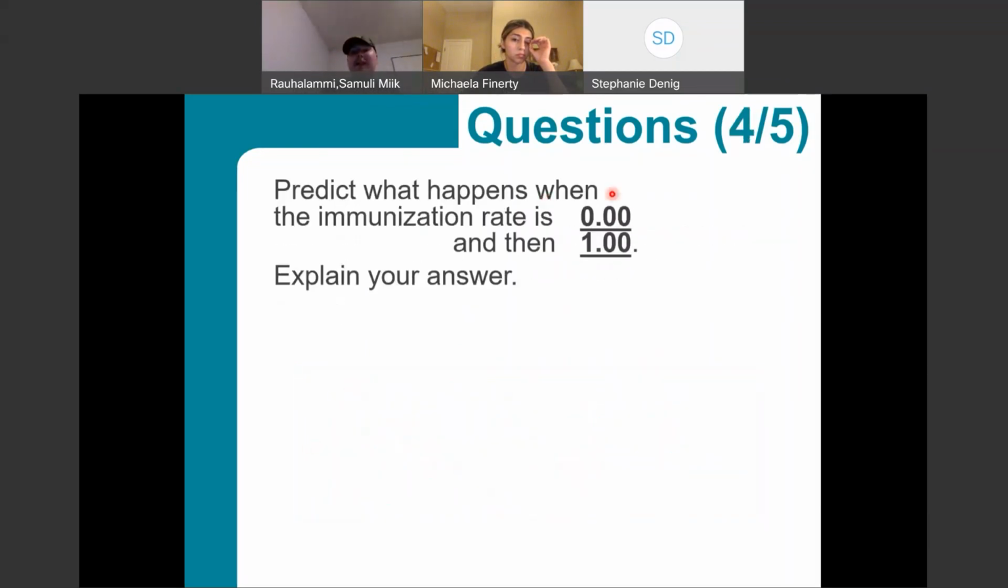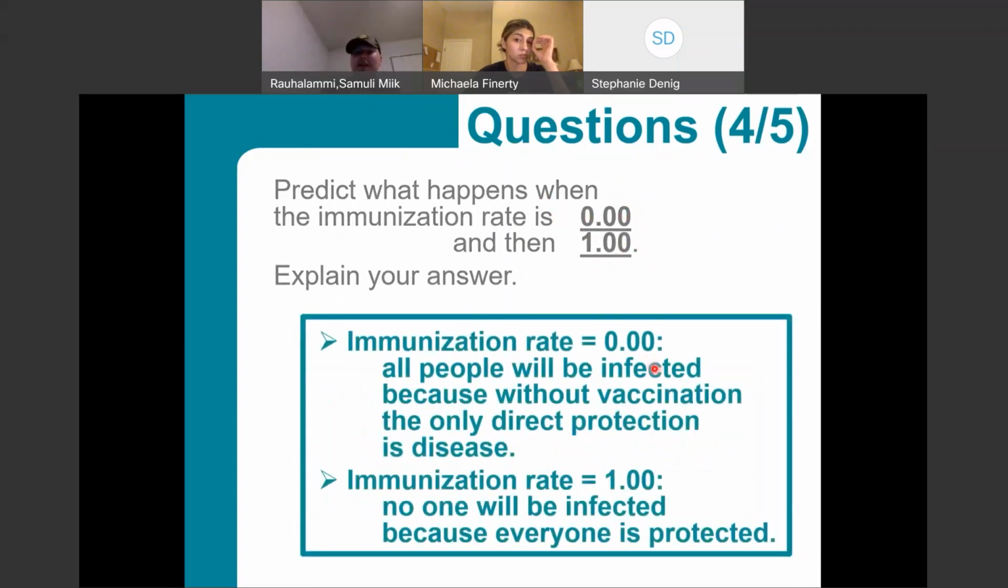Then I'm asking you, well, these extremes that I said, what would happen if the immunization rate was 0? No one has been vaccinated. Or what would happen if the immunization rate is 100? So everyone has been vaccinated. Well, this should make sense. If the immunization rate is 0, everyone will get sick because no one's protected. If no one receives vaccine, everyone will get sick eventually. If everyone has been vaccinated, no one will ever get sick from that disease because everyone's already protected.